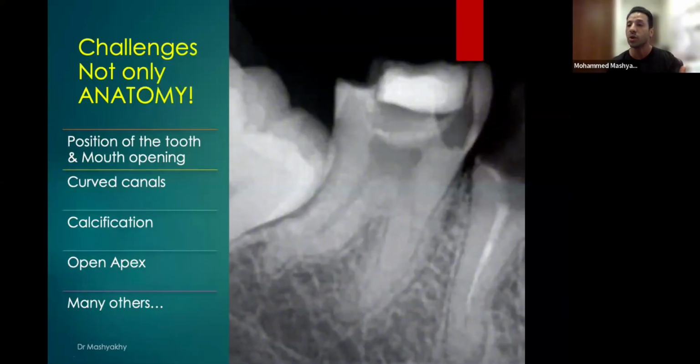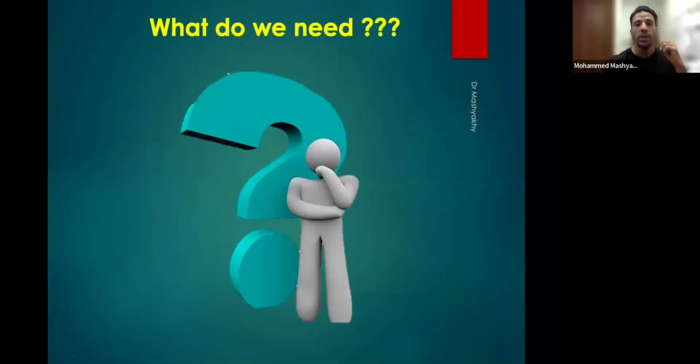So there are some cases that also come with a separated file inside or a broken file. So there are really many difficulties in endodontics. But today I will focus on the difficulties that, at your level, you can learn easily by having a mentor, or having a lecture, or watching some videos, and having the proper instruments and materials. So let's go forward. What do we need to have?